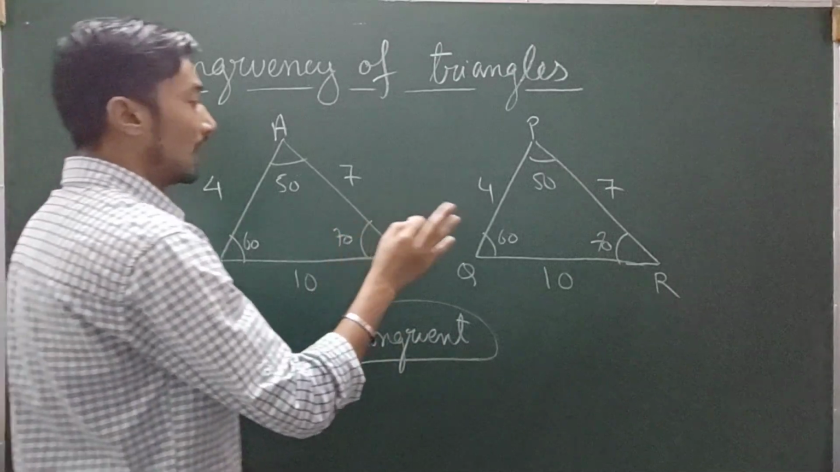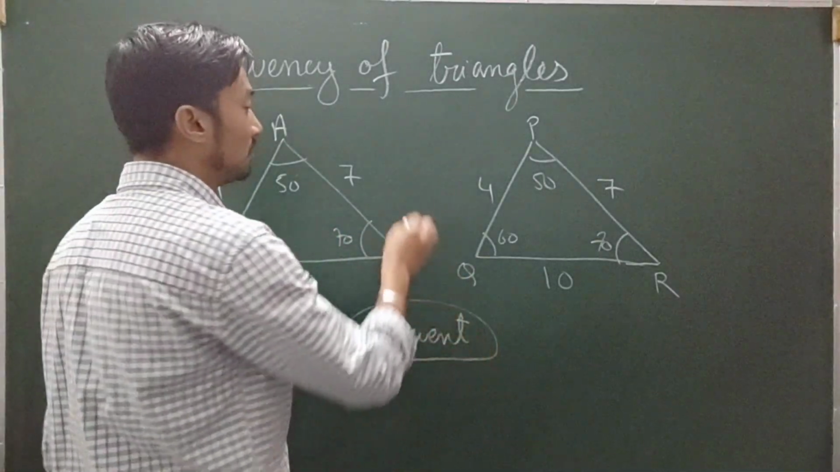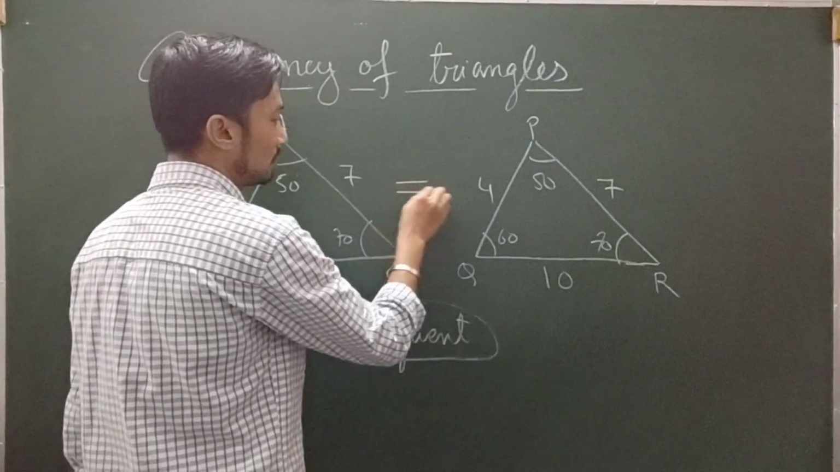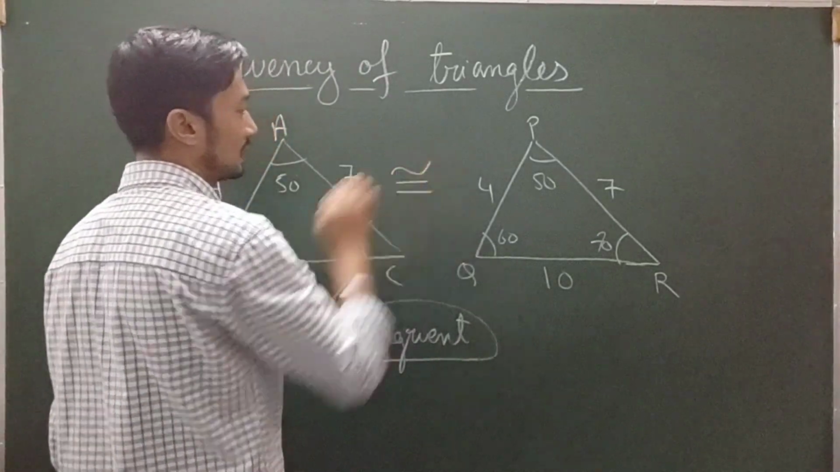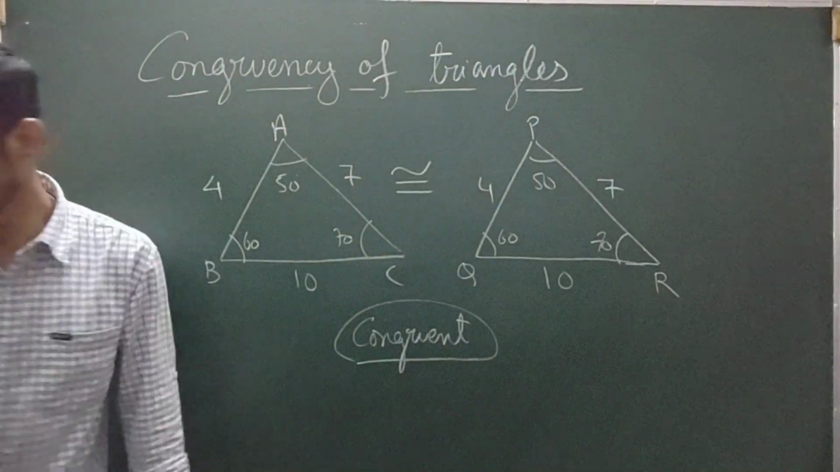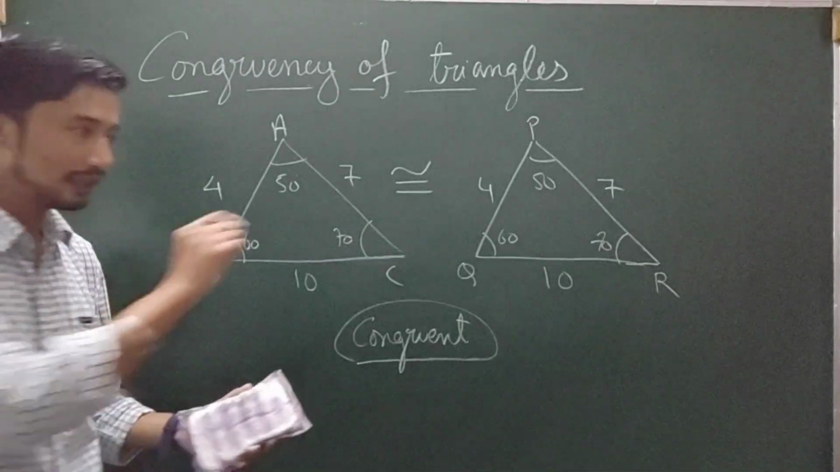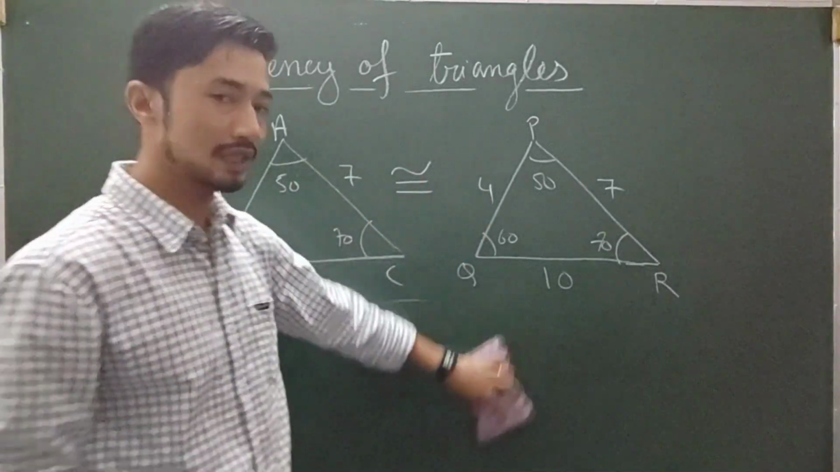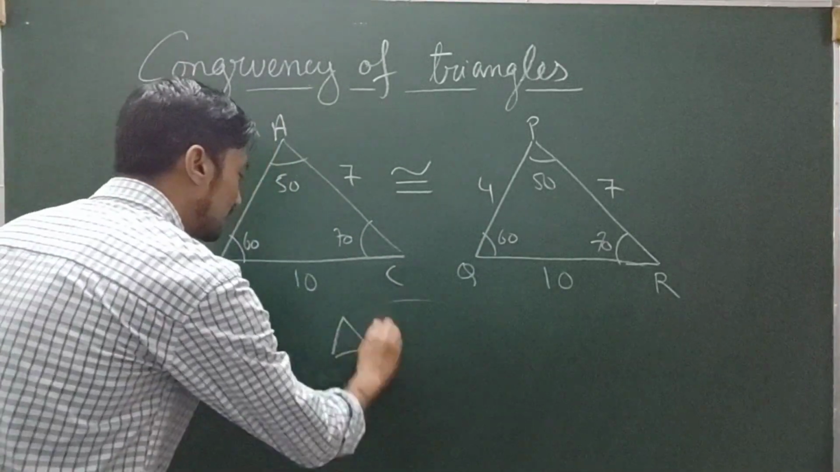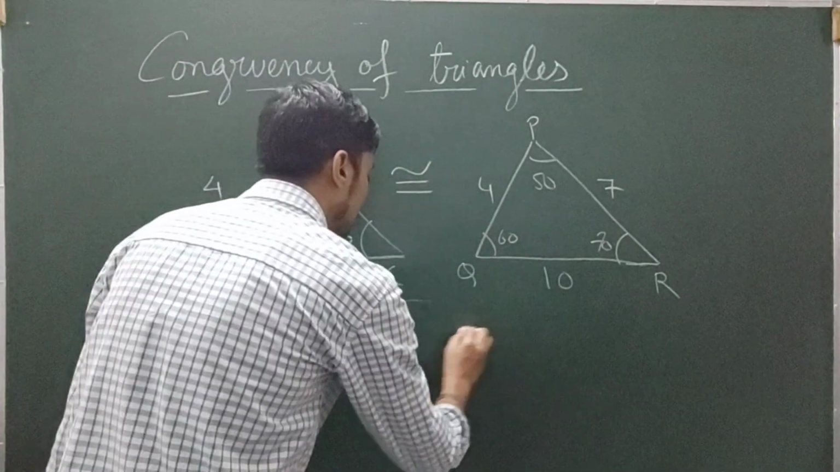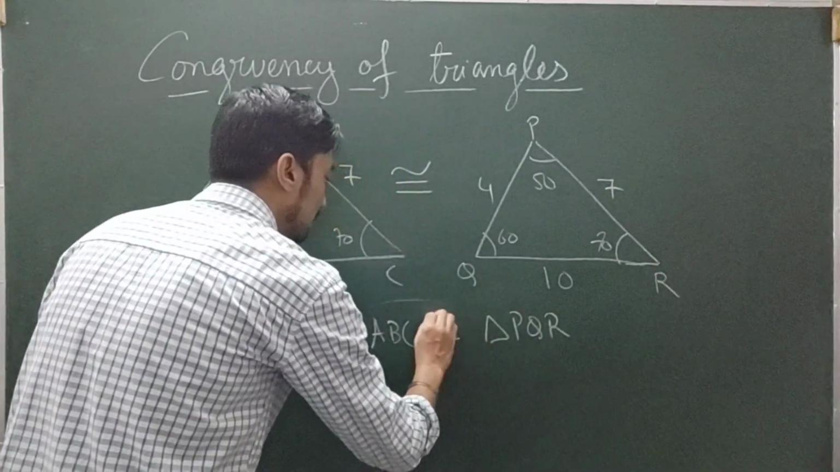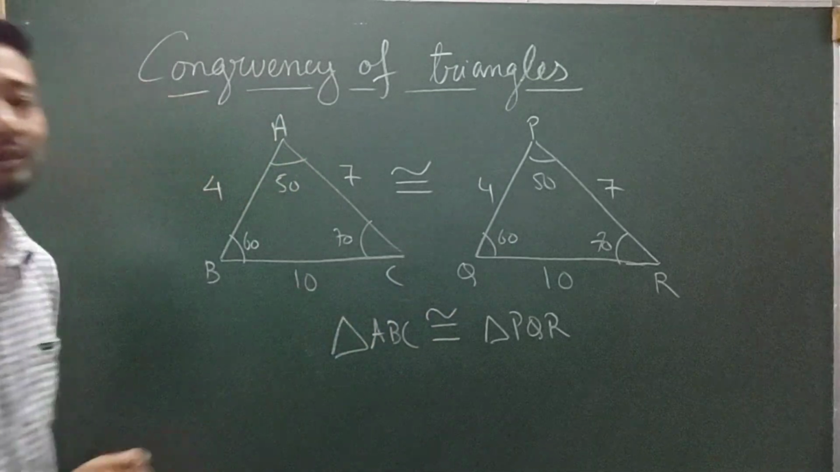Alright? How do we denote? This is the denotation that we use: an equal to sign with a wave on top, something like a slightly curved, sleeping S shape. That's how we denote congruency. So how will we denote? That will be denoted as triangle ABC and triangle PQR are congruent. That's how we will be denoting.